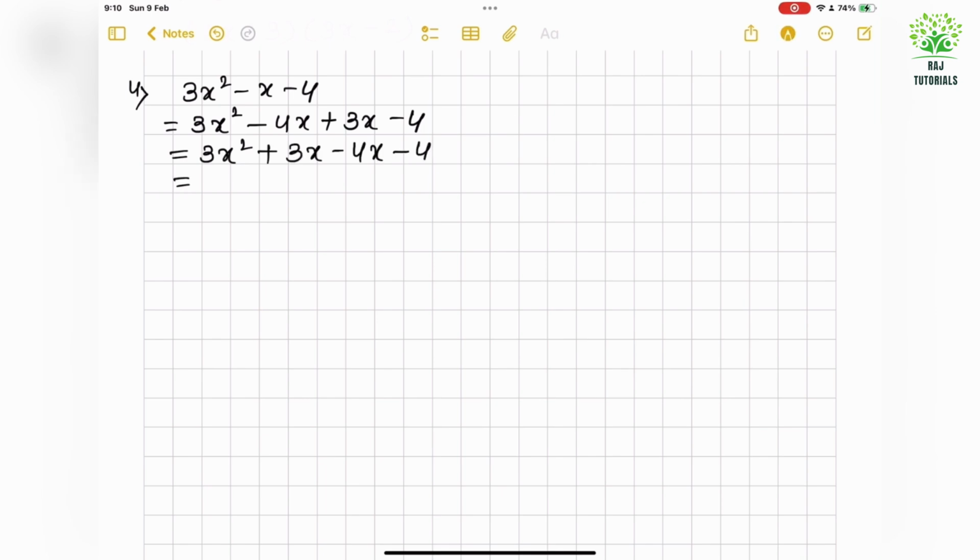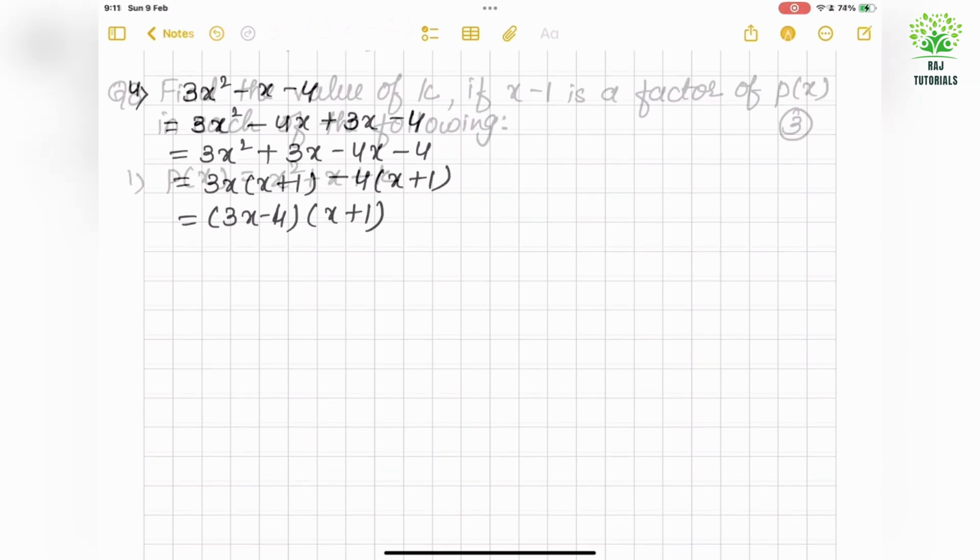So from the first two I am taking 3x, so x plus 1. From the next two I am taking minus 4, so x plus 1. So now I got the factors as 3x minus 4 and x plus 1.